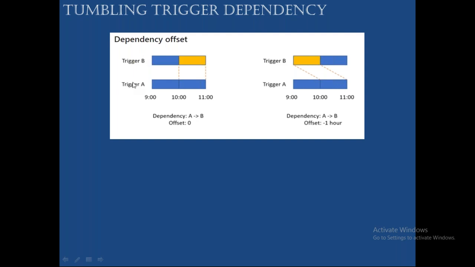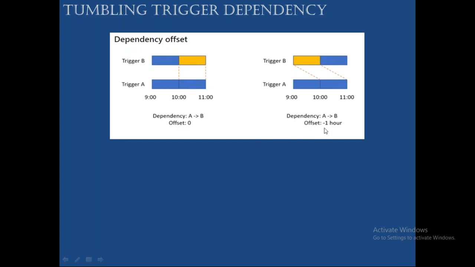Now the question is how you want to check the offset. Offset 0 means, if your frequency is hourly, and pipeline 1 ran successfully from 9 to 10, then pipeline 2 also will run from 9 to 10. If pipeline 1 ran successfully from 10 to 11, then pipeline 2 also will run from 10 to 11. Meaning, if this is successful in this window, this also will run for this window.